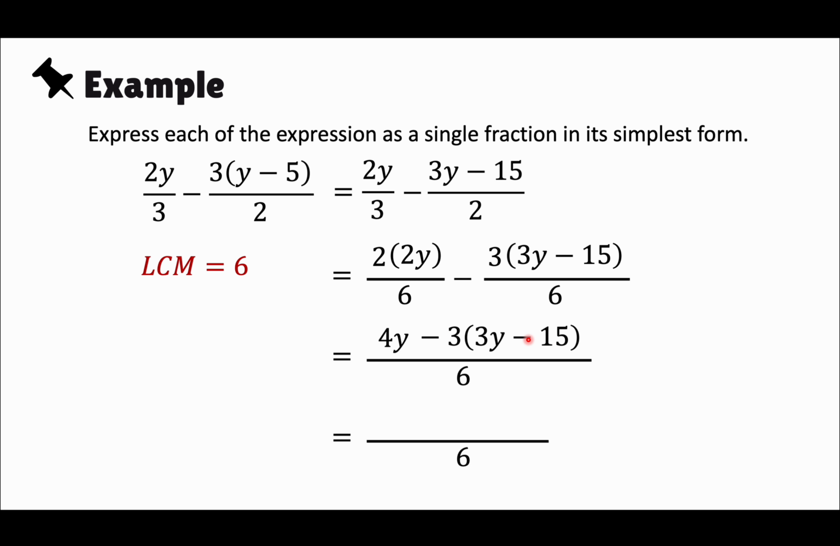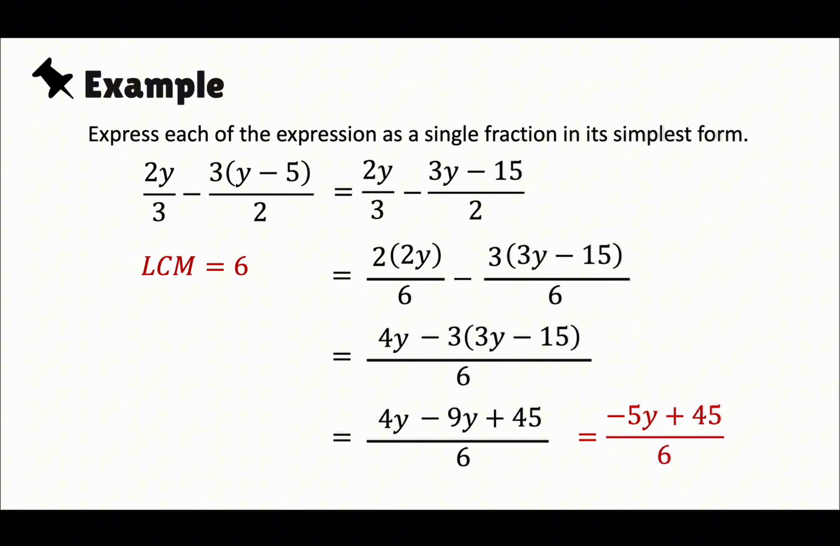So what you have is over 6, 4y, this one, negative 3 times 3y, that's gonna be negative 9y, and negative 3 times negative 15, that's gonna be positive 45. And we combine like terms, 4y minus 9y, that will result into negative 5y plus the constant term 45 all over 6.